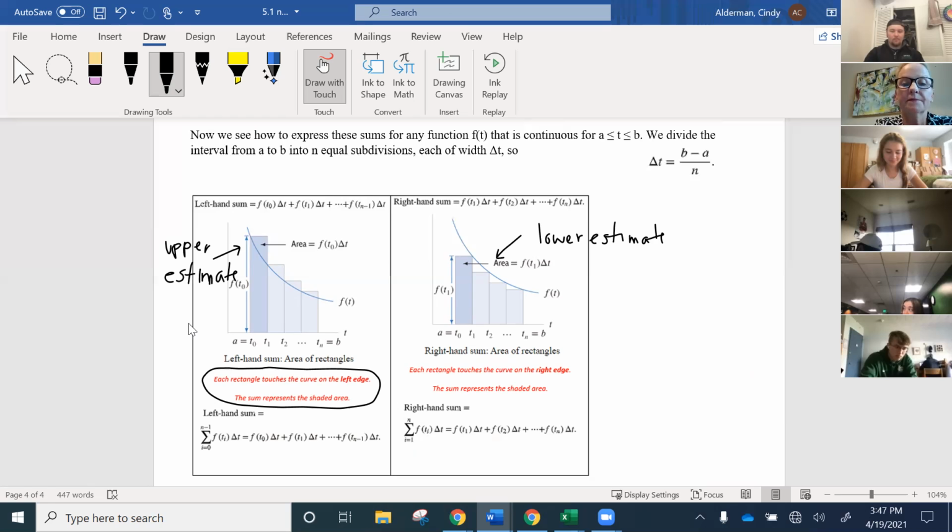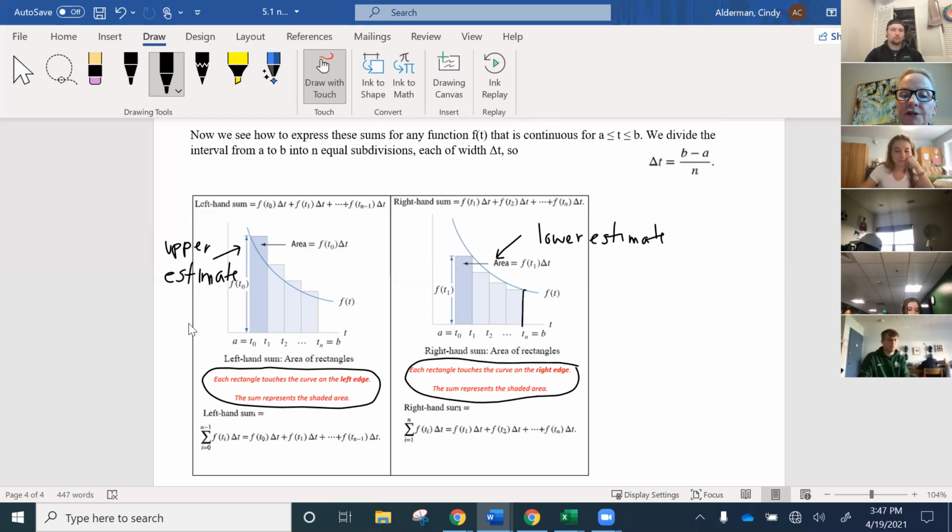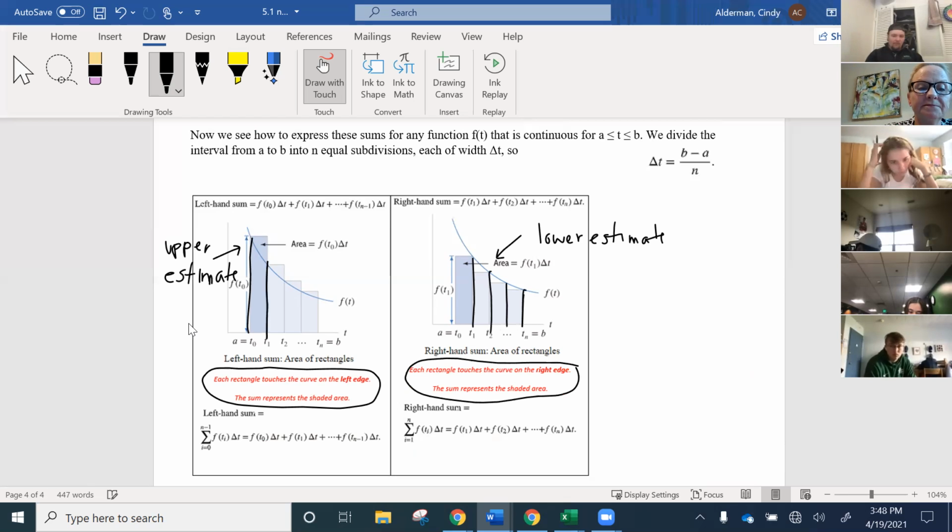Right? But the one on the right is, notice that each rectangle touches the curve on the right edge here. So to figure out if something's a right-hand sum or a left-hand sum, you have to figure out, okay, where is the rectangle touching, on the left or the right? So here it's touching on the left side, right? And the one on the right is touching on the right side. Now, don't think that every left-hand sum is going to be an upper estimate, because it may not be.